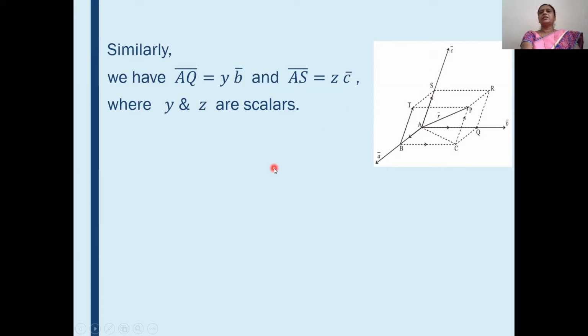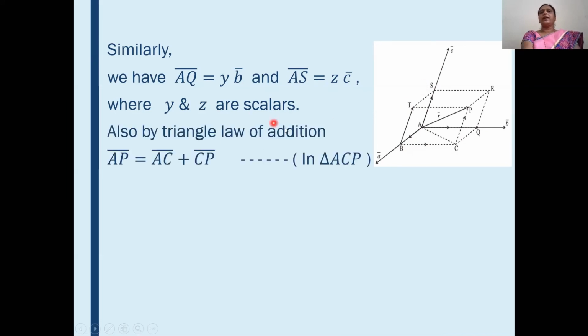Therefore, there exist scalars x, y, z such that AB bar can be written as x times A bar, AQ bar can be written as y times B bar, and AS bar can be written as z times C bar, where x, y, z are scalars. Now, by triangle law of addition, consider this triangle ACP. AP bar can be written as AC plus CP. See the diagram.